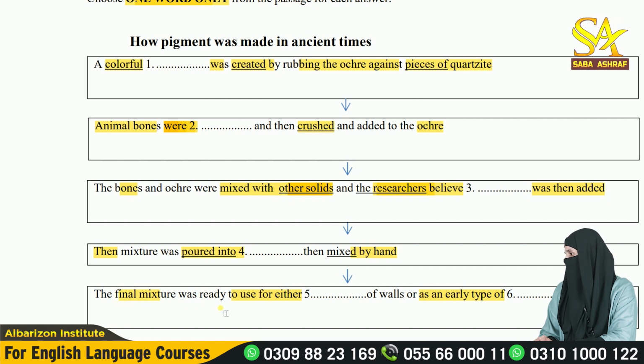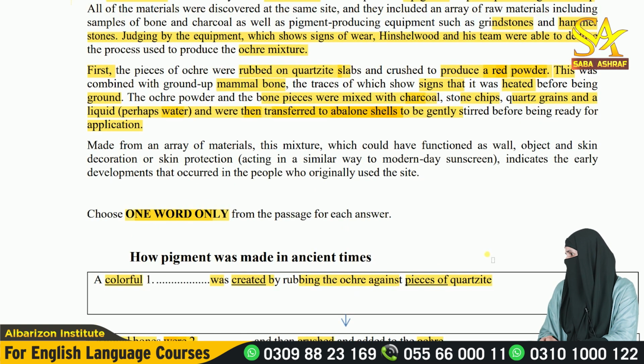The final mixture was ready to use for either dash of walls or as an early type of dash for the body. It's a tricky sentence, so read carefully. Final mixture was ready to use for either dash of walls or as early type of dash for the body. So let's go to the passage and find the word wall. यहाँ से पढ़ना start करते हैं.